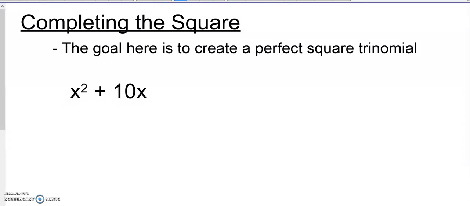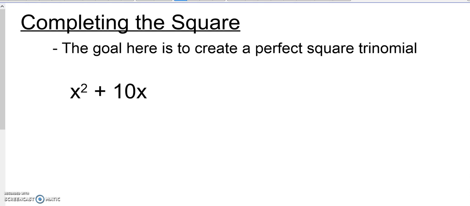Section 9.8 is a topic called completing the square, and as you can see here, the goal is to create a perfect square trinomial. Just like in 9.7, we want that perfect square situation so that we can square root and solve our quadratic. Now I'm going to show you this example just based off of an expression.